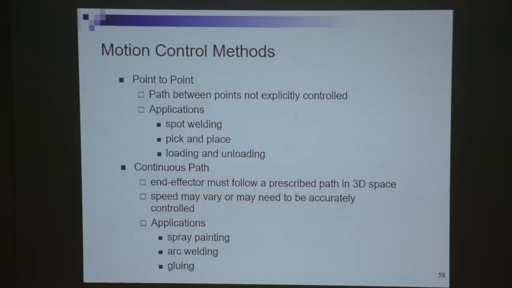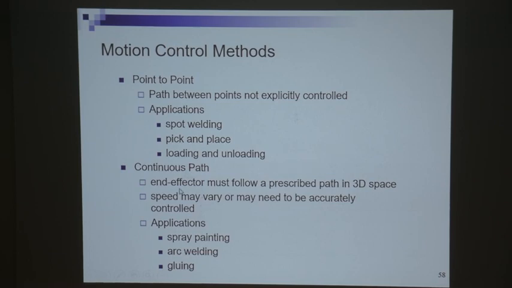For the different motion control methods, for point to point, the path between the points is not specifically controlled. There are different applications for it. For example, spot welding, pick and place, loading and unloading are essentially all point to point. You may find that a lot of applications involve point-to-point motion.